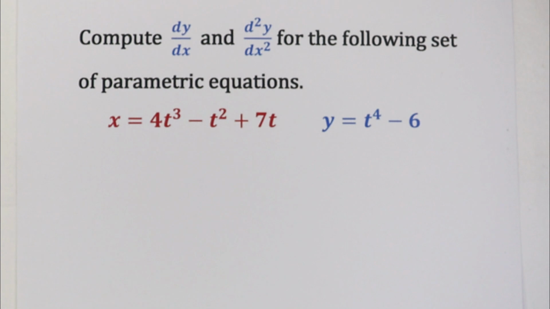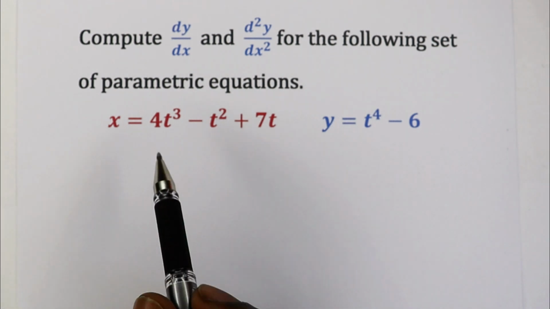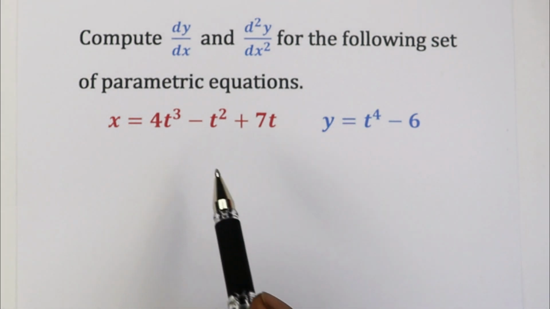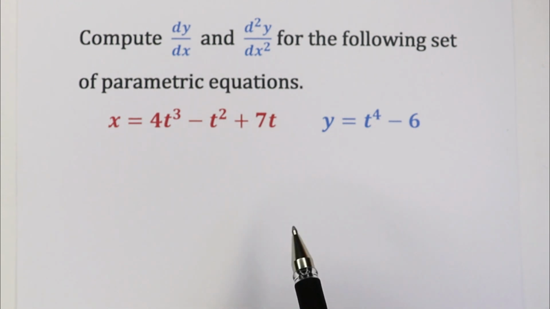Compute the first derivative and the second derivative for the following set of parametric equations. So x is equal to 4t cubed minus t squared plus 7t, and y is equal to t raised to the power 4 minus 6. So for us to do that, we have to obtain the derivative of x with respect to t and that of y with respect to t.